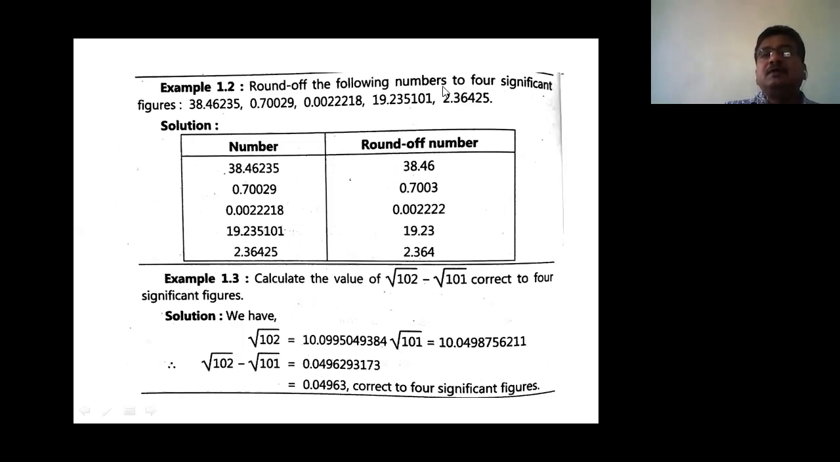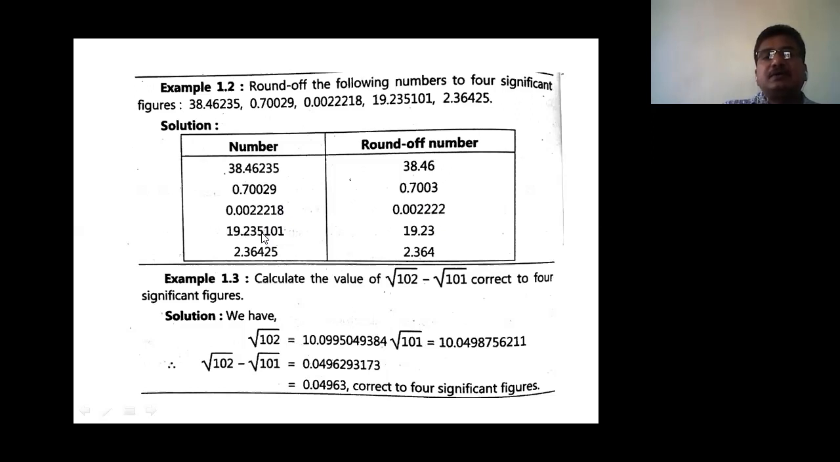Round up the following numbers to 4 significant figures. So these are the numbers, and we have to round them up to 4 significant figures. So the first number, remove this 2, 3, 5, and the first digit is 2, less than 5, so no change. Similarly, this number is rounded to 4 significant figures. This number also rounded to 4 significant figures. So here the 4 significant figures are completed. We have to remove 8, and it is greater than 5, so increase the previous number by 1.